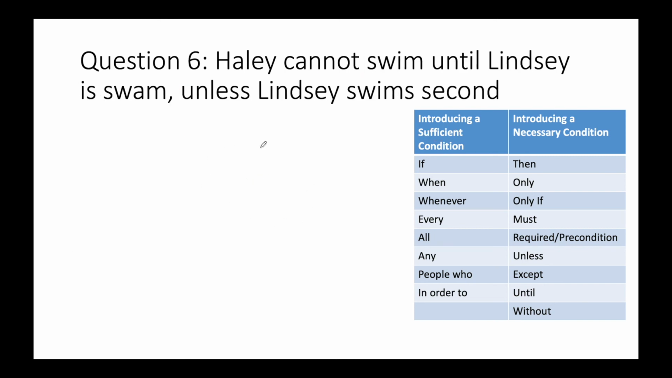information. So the last question says, Haley cannot swim until Lindsay has swum. So Haley cannot swim, but we have the word unless, so we're just going to ignore the negative. Haley is going to swim until Lindsay has swum, unless Lindsay swam second. So this is our sufficient to necessary.